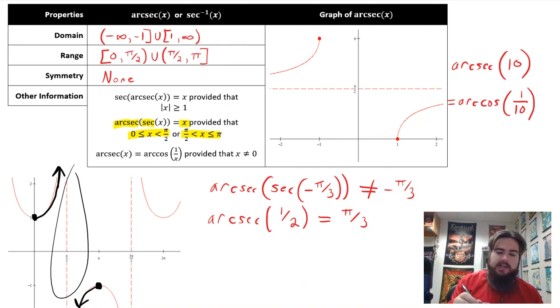That is what the last line of these properties says. Arc secant is the same as arc cosine, but with the reciprocal of the input. Be very careful when you're trying to work with these functions and know how to change back and forth when you're applying reciprocal inverse functions.